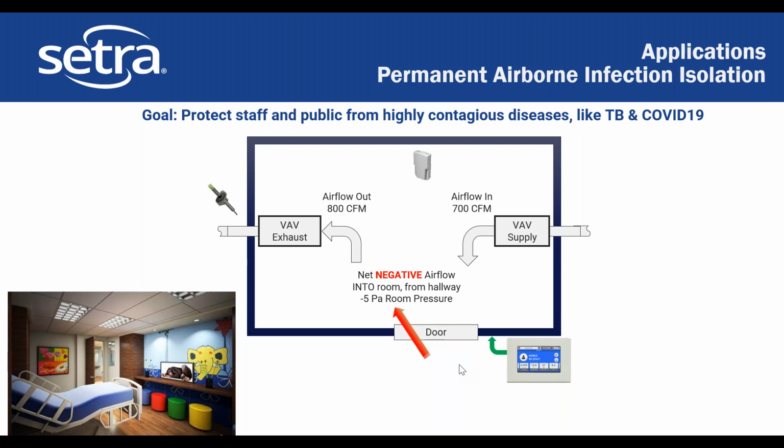Permanent airborne infection isolation. In these cases, this facility is designed to be a negative space. Traditionally, it's negative 5 pascals to the hall. In this instance, we're using a velocity sensor to measure air changes on the exhaust, a small temperature and humidity sensor on the wall inside, and our Flex monitor on the outside to monitor and display all of that. The Flex monitor also has a built-in pressure transducer that monitors the pressure. These spaces can be done up to about negative 10 pascals.